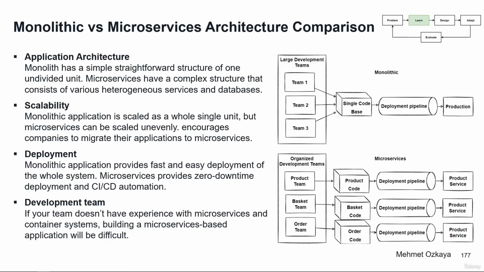And another comparison could be resilience. Microservice applications are more resilient due to independent deployment and loose coupling, compared to the tight coupling in monolithic applications, because a single bug can bring down the whole monolithic application in production. But in microservices, if the basket service has an exception or error, the other microservices will keep working, and that makes microservices more resilient than monolithic architecture.